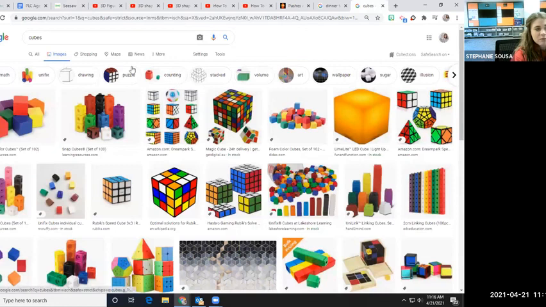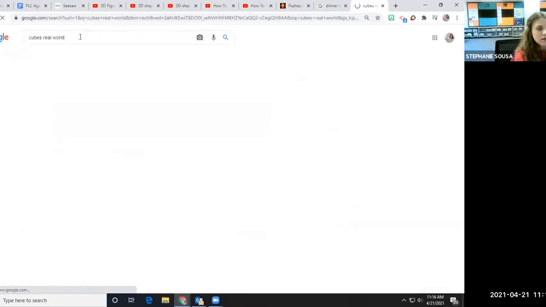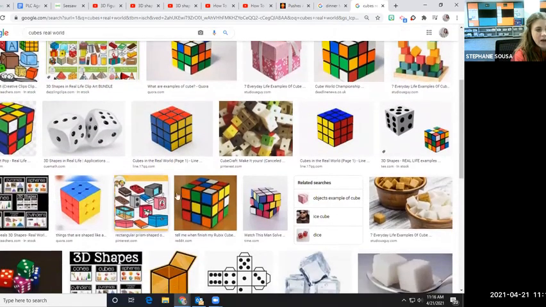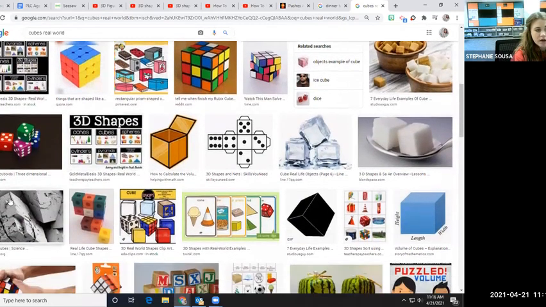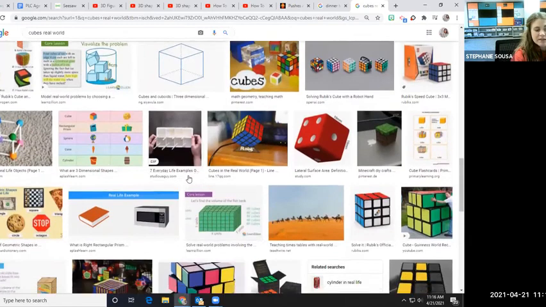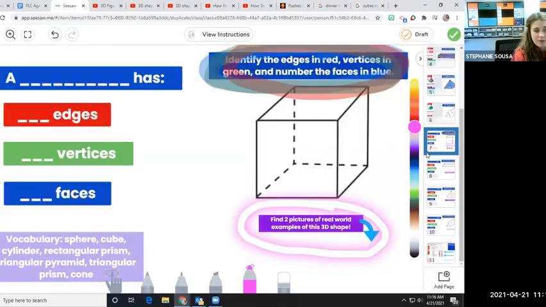If you'd like to be more specific, you can put cubes real world, and that will bring up a variance of different types of cubes. Presents, dice, boxes, ice cubes, sugar cubes, concrete, okay? So this will bring up different examples, and you're going to screenshot those examples and place them on Seesaw.